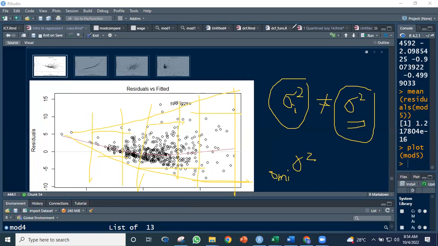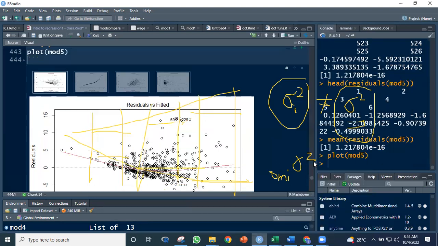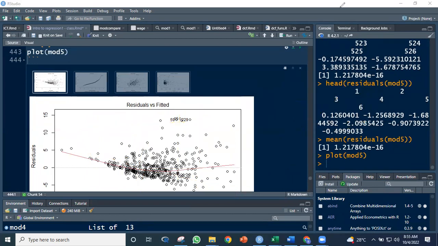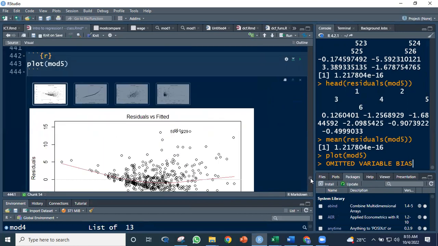Sulat ko na lang. So here, omitted variable bias. Okay. Kasi if there are lacking predictors, so meron tayong omitted variable bias, and chances are this will result in a heteroscedastic distribution of your residuals.